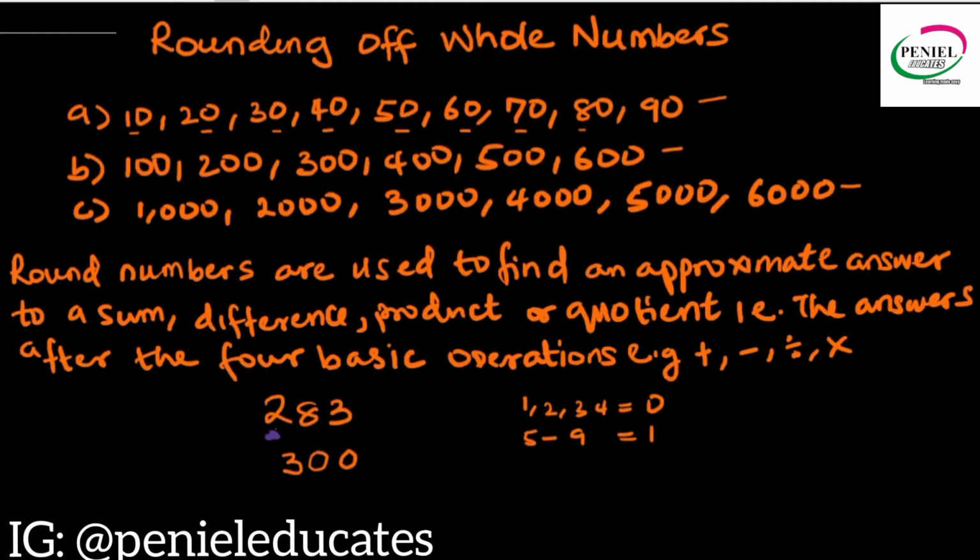Also, if you look at our counting, 250, 260, 270, 283 is very, very close to 300. This is closer to 300 than 200, because you can either round it off to a whole number, 200, or 300. Those are the two ways to round off to the nearest 100.